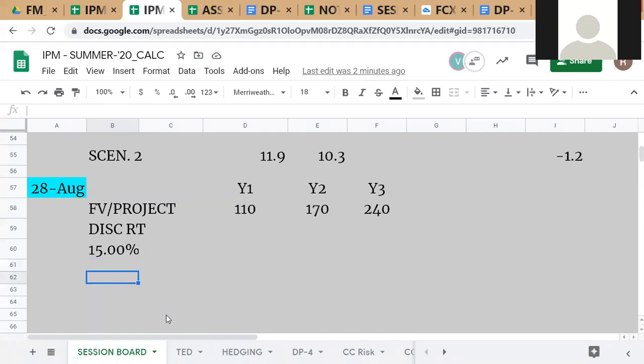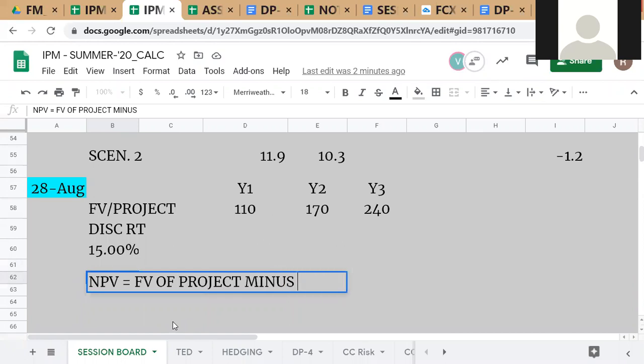So your NPV is basically nothing but fair value of project minus cost of project. That's what it is. The cost of the project is the cost for the company who is doing the project, whose project it's going to be, right? So you can think of the cost of the project as the market price of the project.